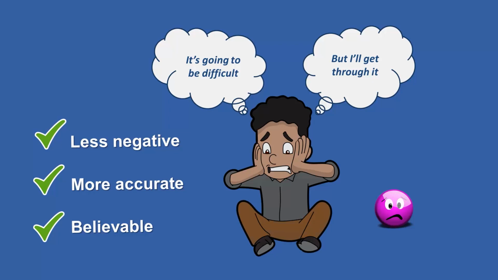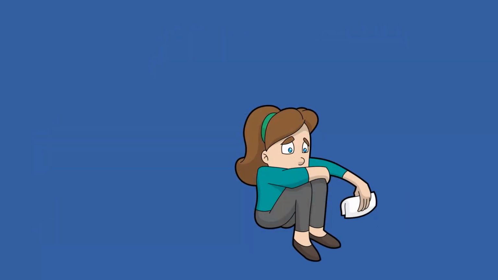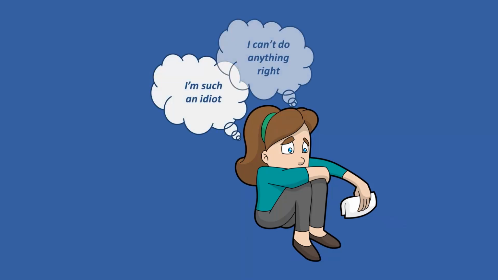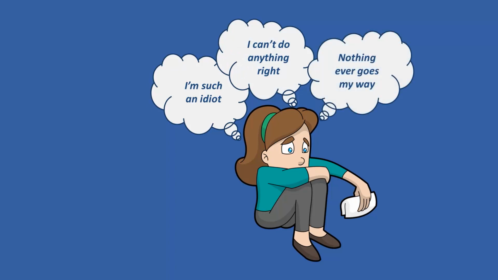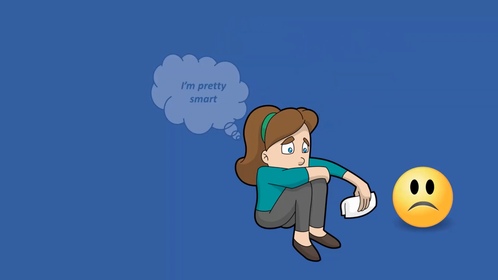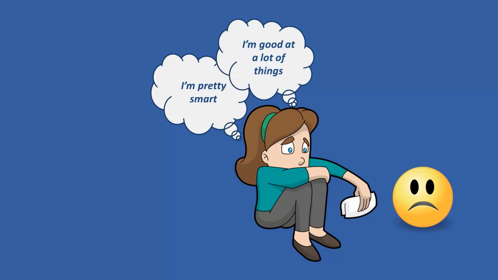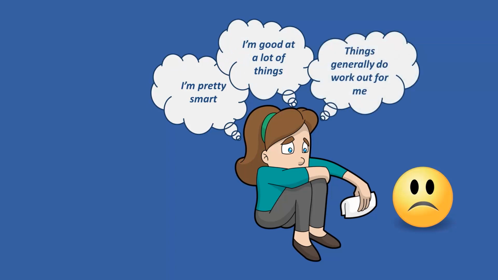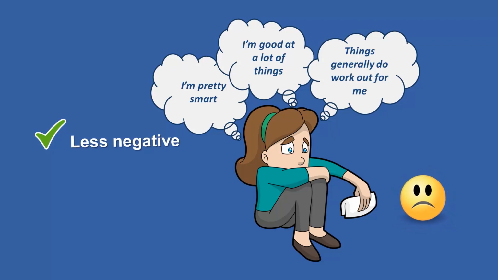Or another example. Let's say we're having a bad day and start thinking something like, I'm such an idiot. I can't do anything right. Nothing ever goes my way. And then we start feeling sad or depressed. So what if we change this thought to, I'm actually pretty smart, and I'm good at a lot of things, and things generally do work out for me. That's certainly a lot less negative, and it's going to help us feel less sad or depressed.